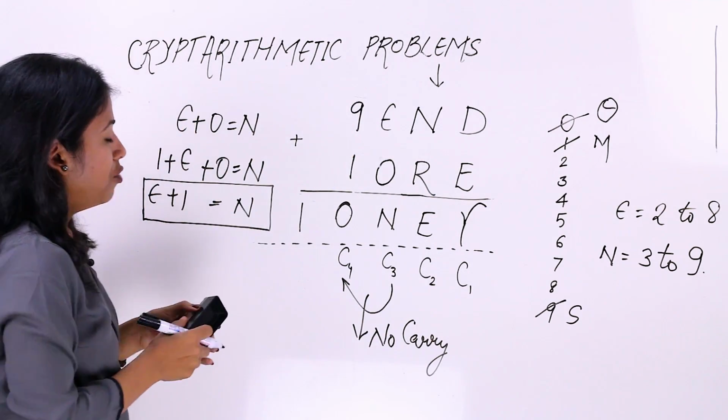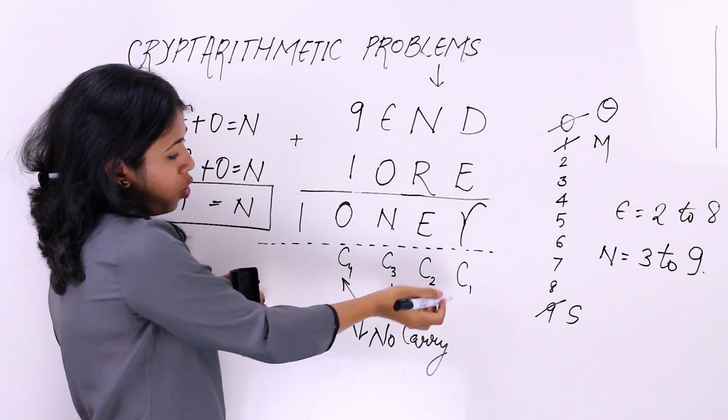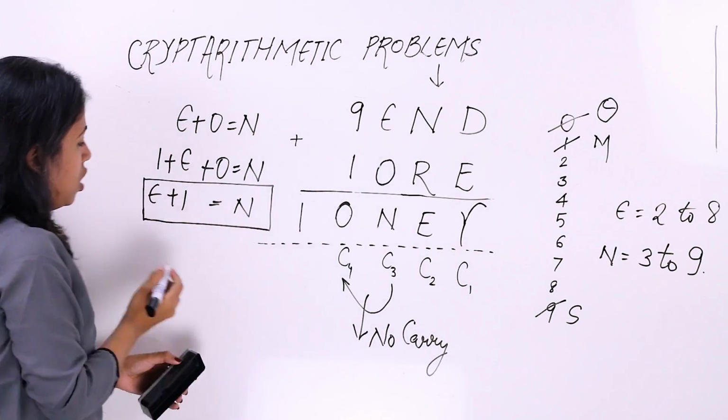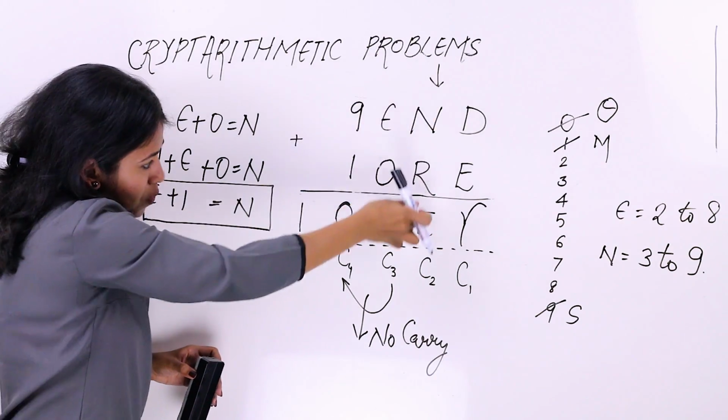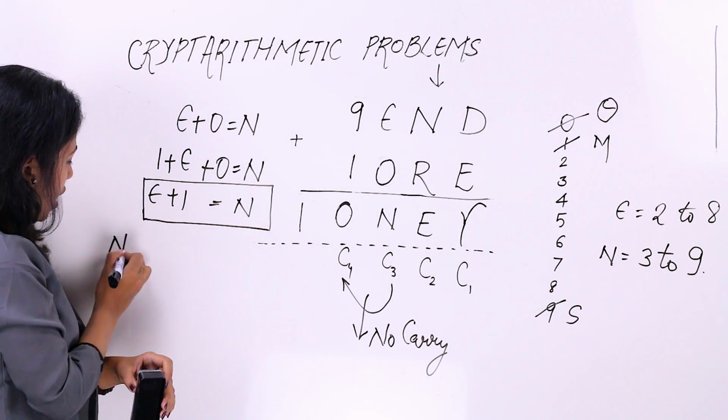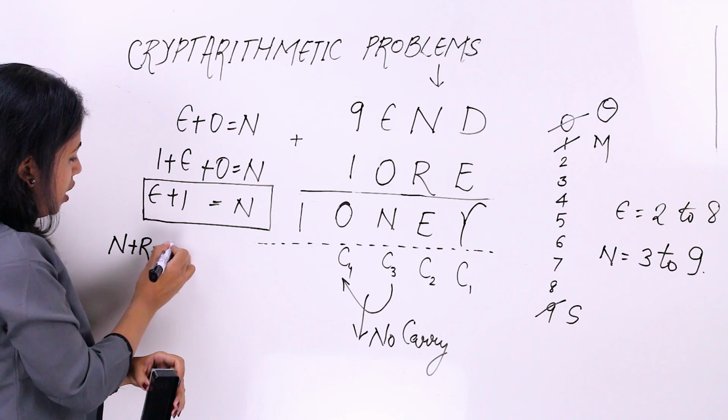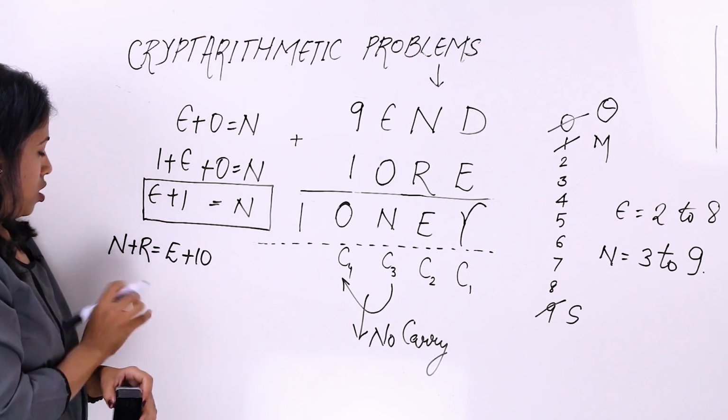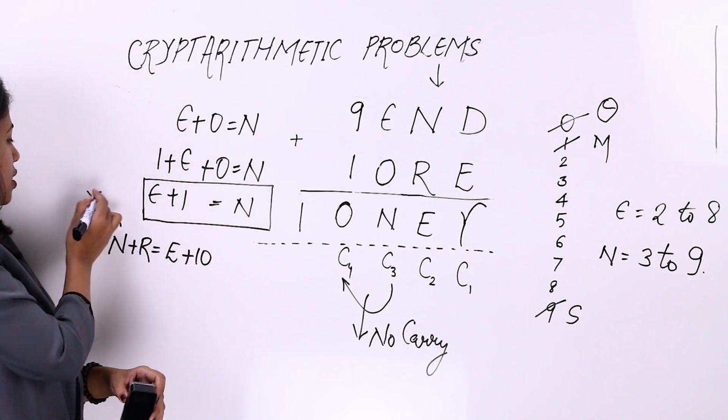Alright, now we'll try to find out if there is a carry from column 1 to column 2 as well. Let's see what are the possibilities for this particular row. It can be n plus r is equal to e plus 10. Now what is this? Let's understand this.